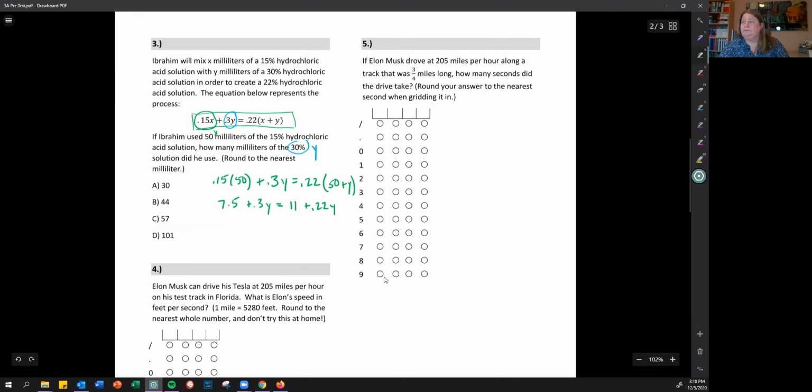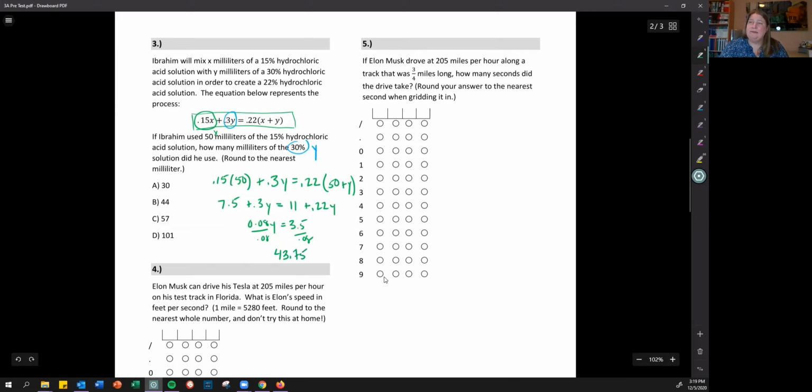Now I'll subtract 0.22Y from the other side. So combine like terms here. So 0.3 minus 0.22 is 0.08. And on the right, I have 11, but I'm going to subtract that 7.5 and get 3.5. Now divide both sides by the 0.08. And I'm getting 43.75.